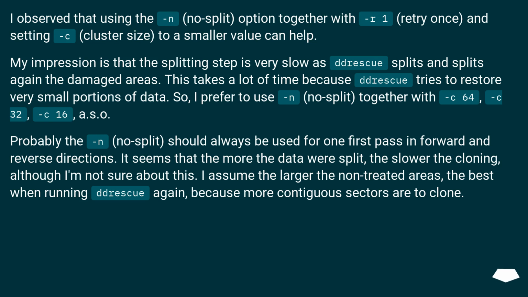Probably the -n, no split, should always be used for one first pass in forward and reverse directions. It seems that the more the data were split, the slower the cloning, although I'm not sure about this. I assume the larger the non-treated areas, the better when running ddrescue again, because more contiguous sectors are to clone.